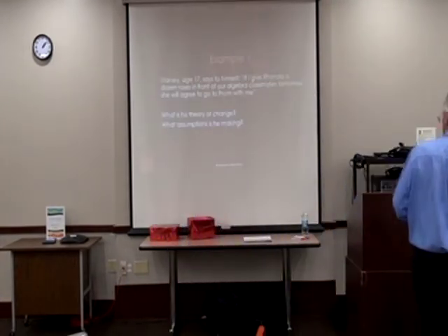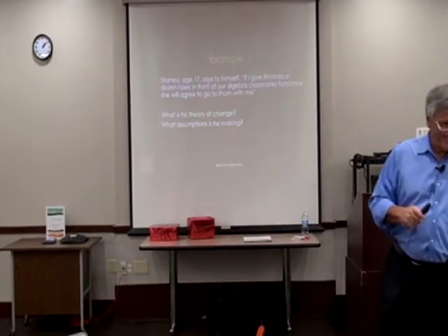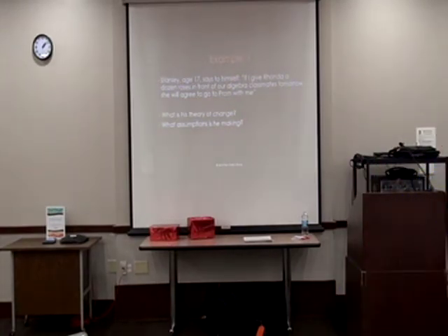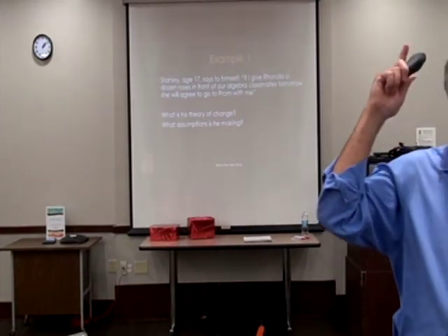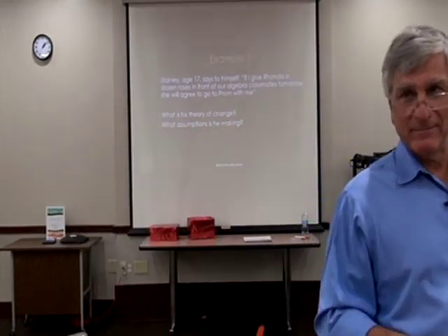Okay. Theory of change. So here's an example. Stanley, age 17, says to himself, if I give Rhonda a dozen roses in front of her algebra classmates tomorrow, she will agree to go to the prom with me. What is Stanley's theory of change? Cause and effect. What does he think cause and effect is? What's his theory of change? Okay, one possibility: if I do something nice for her, she's going to respond favorably. Right? Very good. What's another possible theory of change?